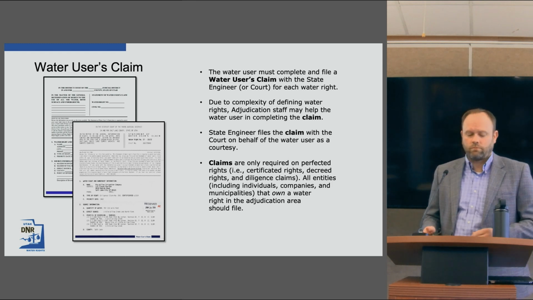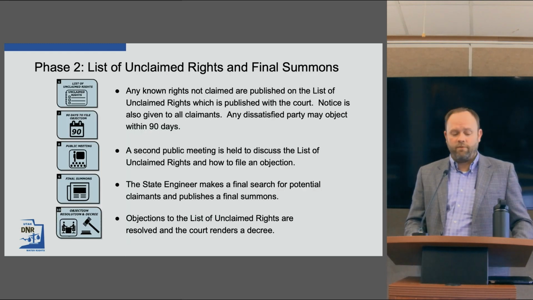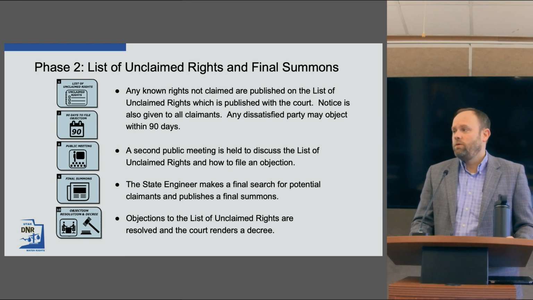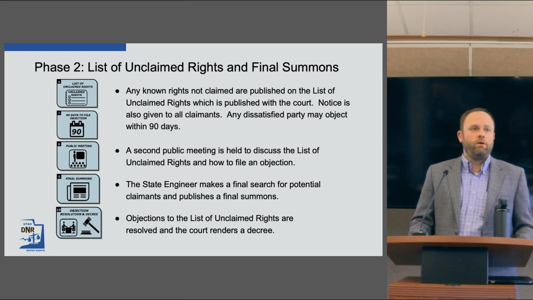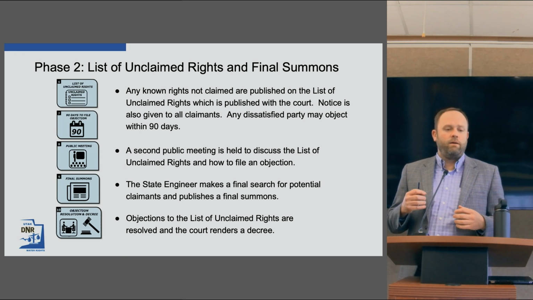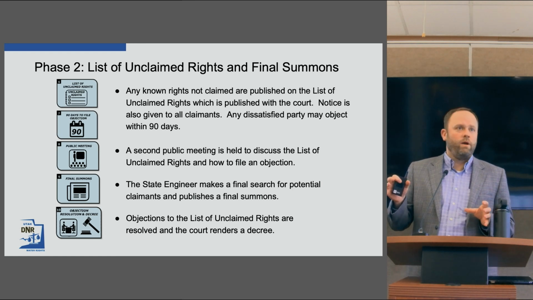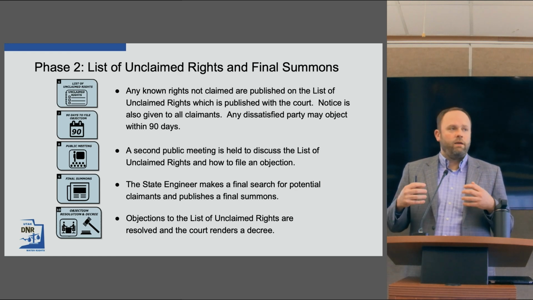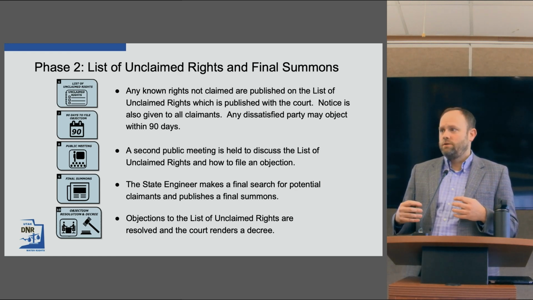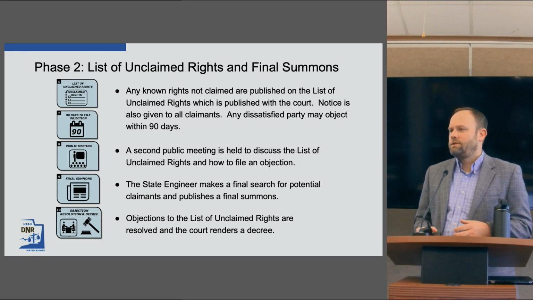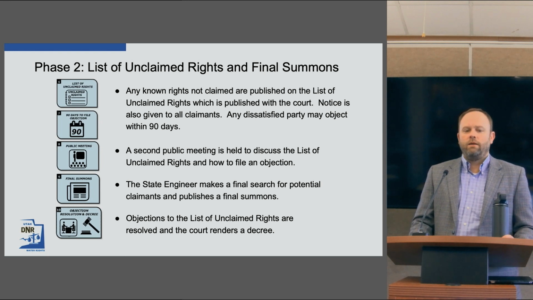Okay. All right. So moving on here, phase 2. Once all the water user claims have been received, we prepare what's called the list of unclaimed rights. So we do a comparison of all the claims we received with the records that we have of all known water rights. And if there's a water right on our records for which we did not receive a claim, we put it on this list. And we file the list with the district court and proceed through this second phase of the adjudication process.